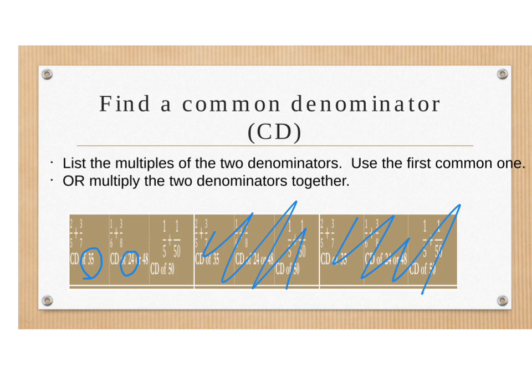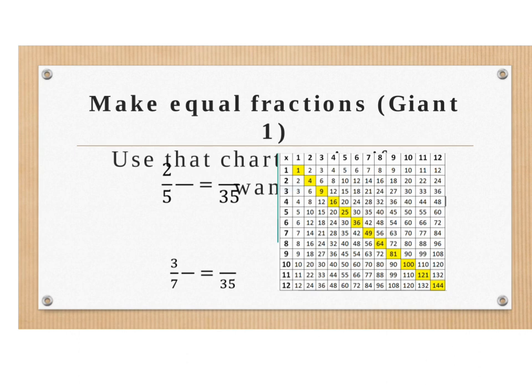Our next step is to create equivalent fractions, and our multiplication chart can help us again also if multiplication is not your strong suit. So we're going to use a giant 1 to help us find our equivalent fractions. And so we're looking to see what we have to multiply 5 by to get to 35. And some of you have those multiplication facts in your heads, and some of you need a little support.